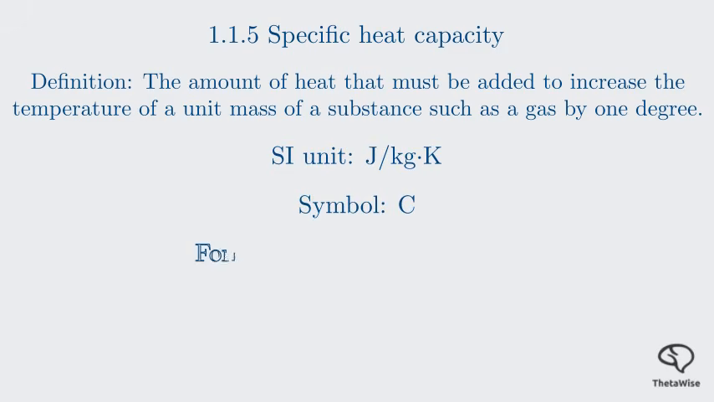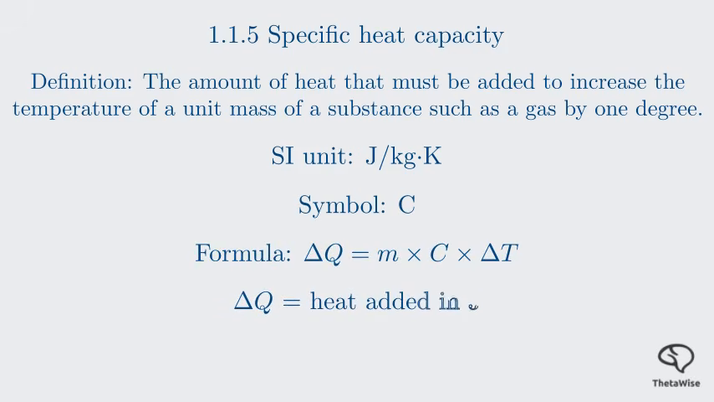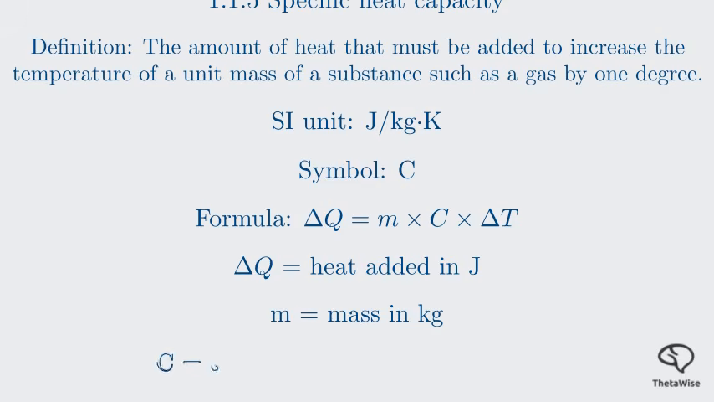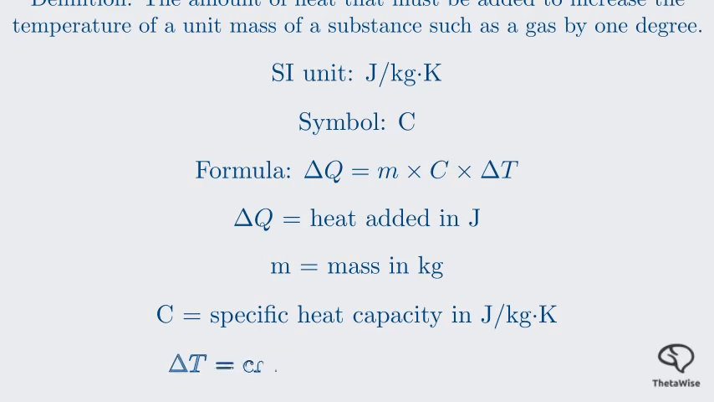The formula that relates heat, mass, specific heat capacity, and temperature change is this. Q is the heat added in joules, m is the mass in kilograms, C is the specific heat capacity in joules per kilogram Kelvin, and dT is the change in temperature in Kelvin.